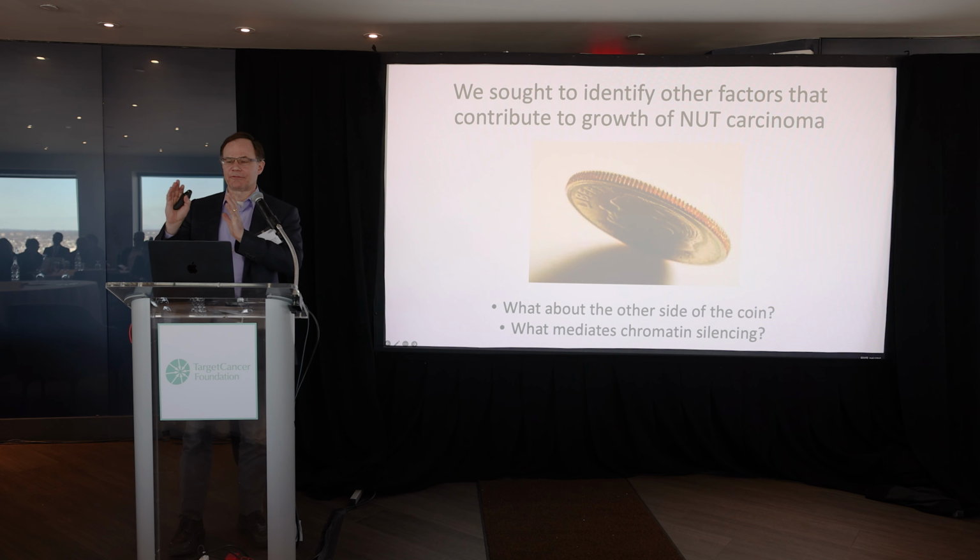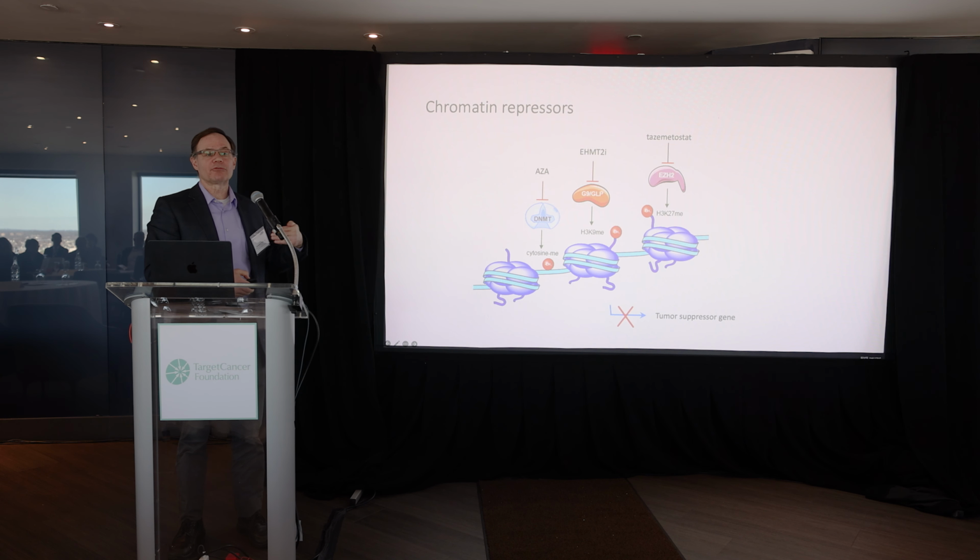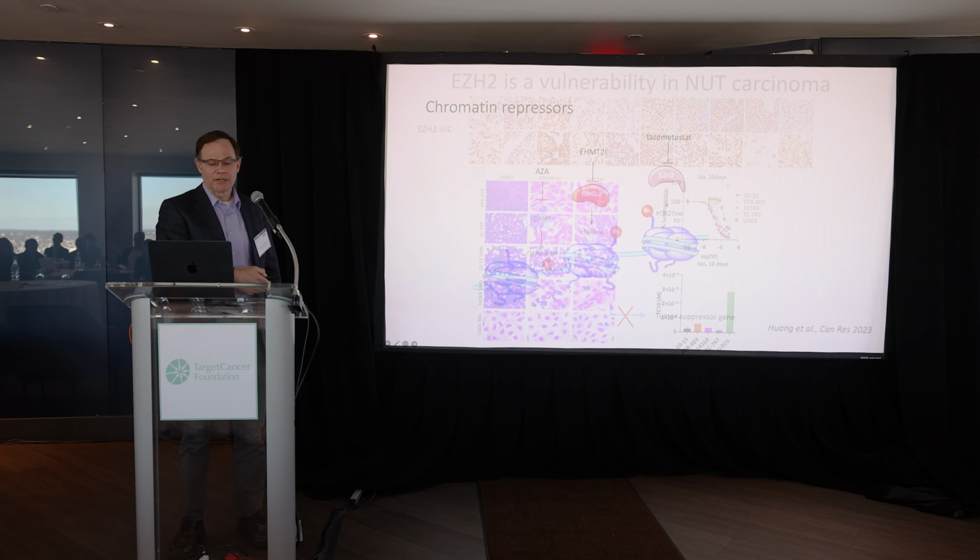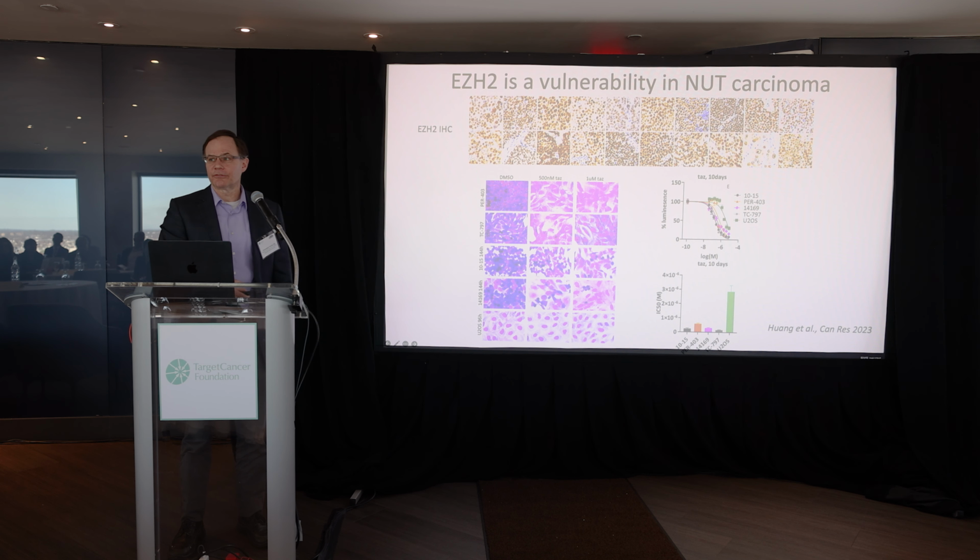Not only do they have to have proto-oncogenes, they also have to suppress tumor suppressor genes like p53, which is the most famous tumor suppressor gene. So we looked at chromatin silencers that might be involved with this process of suppressing tumor suppressor genes, and what stood out was EZH2. So EZH2 is highly expressed in NUT carcinoma.